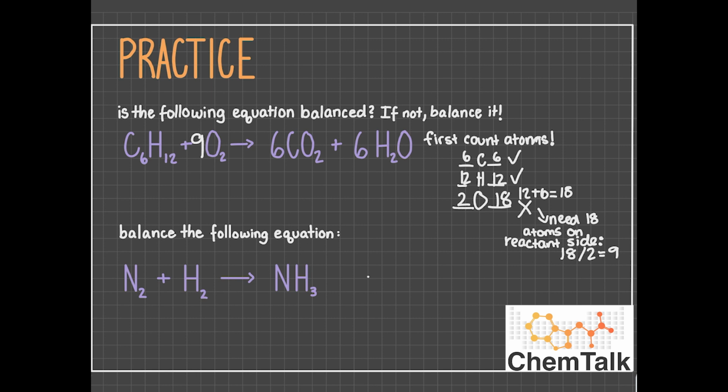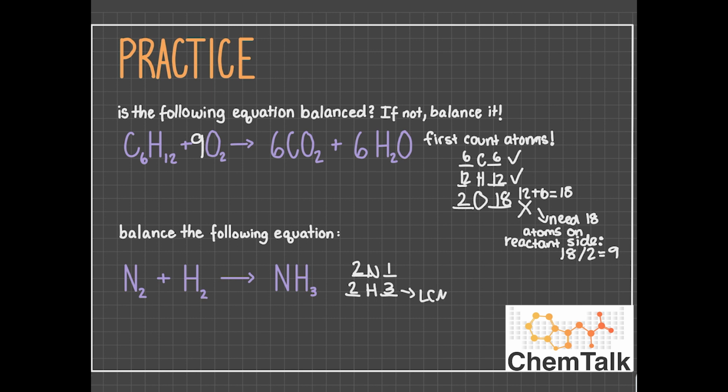We need to balance this equation next. N2 plus H2 makes ammonia. The first thing you should have done was count the number of atoms per element on both sides of the equation. We have 2 nitrogens on the reactant side and 1 on the product side. And we have 2 hydrogens on the reactant side and 3 on the product side.